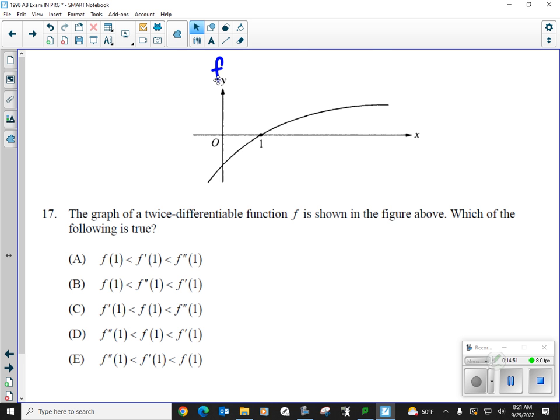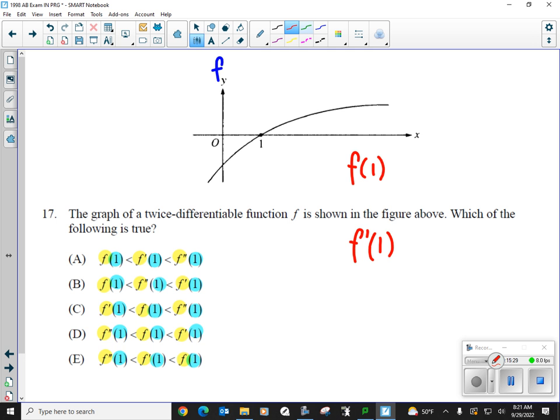And if you look at this, every single answer here compares f to its derivative to its second derivative. So we're always looking at f, f prime, and f double prime. And all of these are at 1. I like playing with highlighters. It's fun. So I need to find, well, what's f of 1? I need to find f prime of 1, and I need to find f double prime of 1.